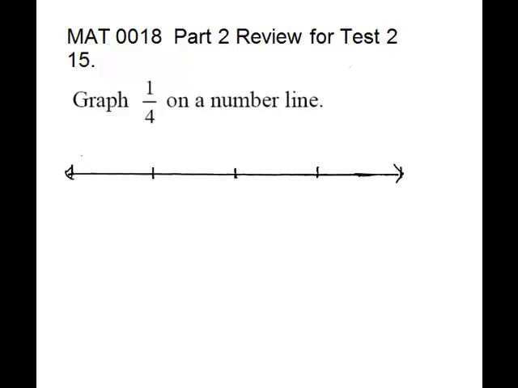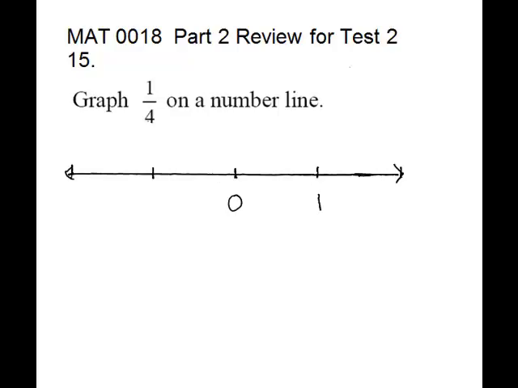In problem 15, we're going to graph 1/4 on a number line. 1/4 is a proper fraction. That means it's less than 1. It is positive, so it's going to be between 0 and 1. So if we mark our number line, we'll say we have 0 here and 1 here. 1/4 is going to be between those.